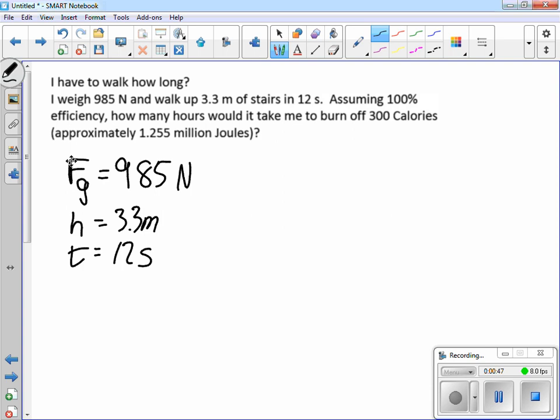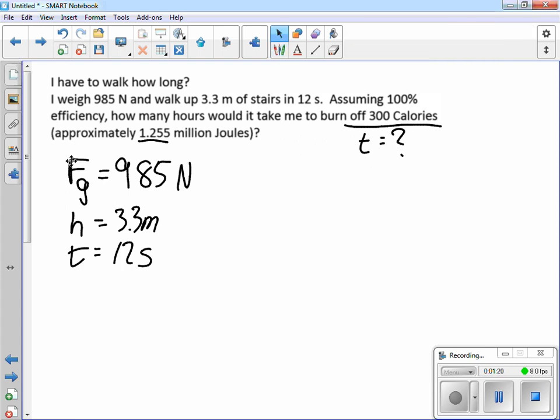We're going to assume 100% efficiency because I just don't want to deal with that part right here. How many hours would it take me to burn off 300 calories? So I'm looking for a different time. You say, what? And by the way, 300 calories, that's over 1,250,000 joules.